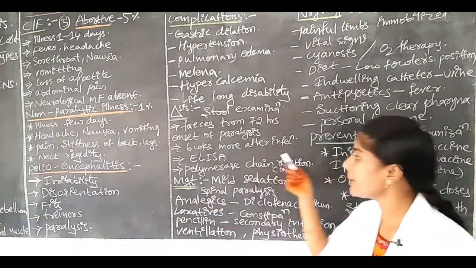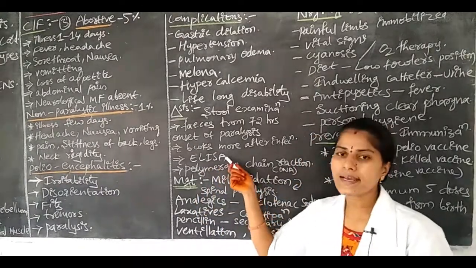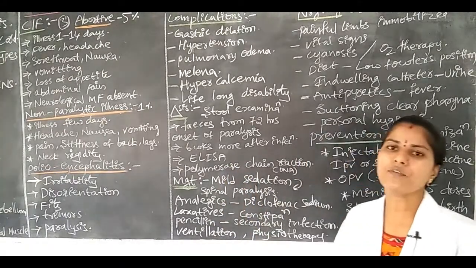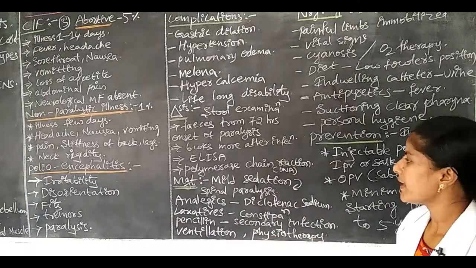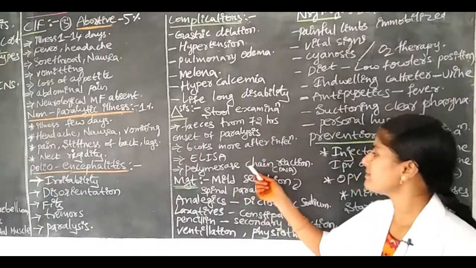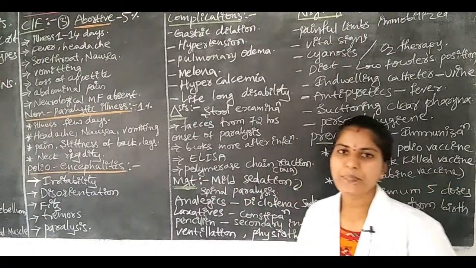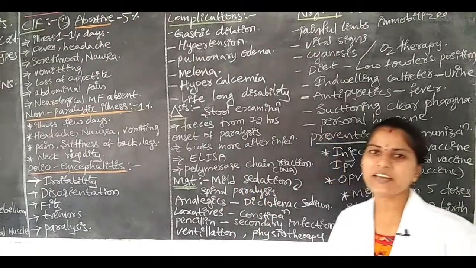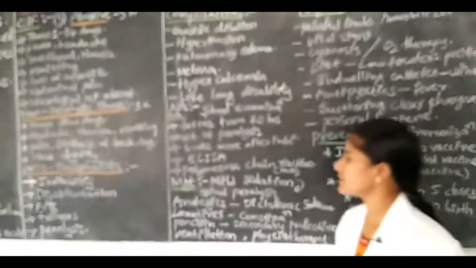Okay, the immunosorbent assay test, the ELISA test, we have to do for the detection of the virus. Okay, next one is the polymerase chain reaction, PCR. What does this test mean?